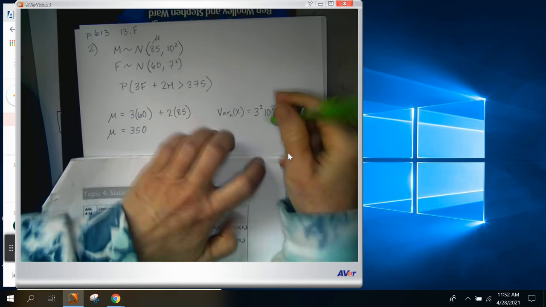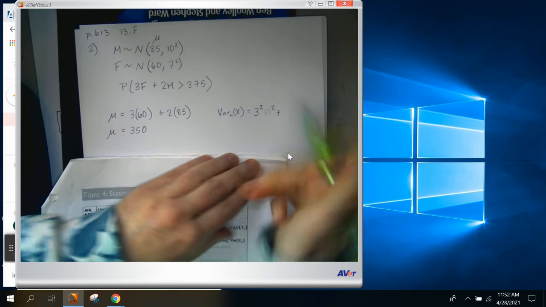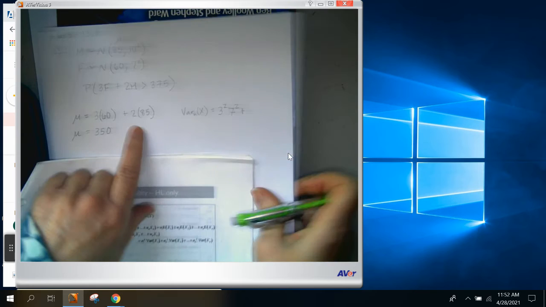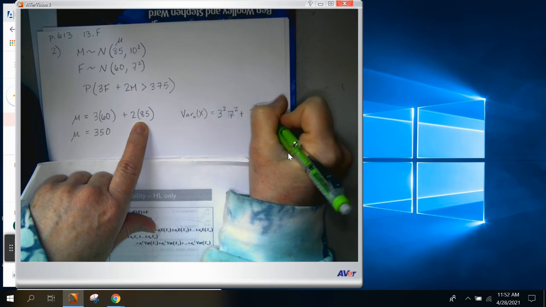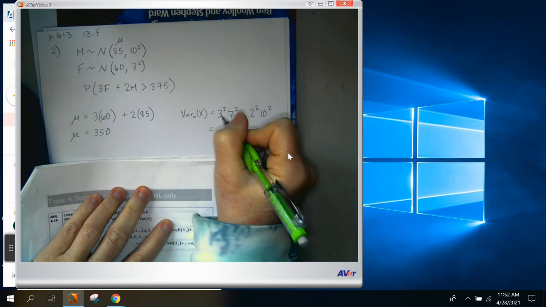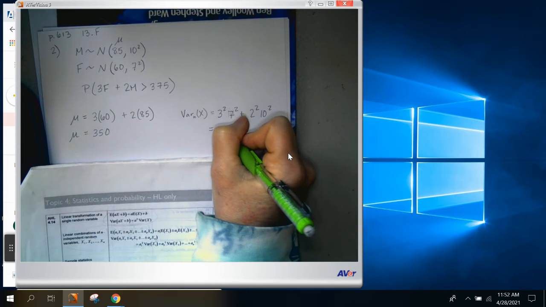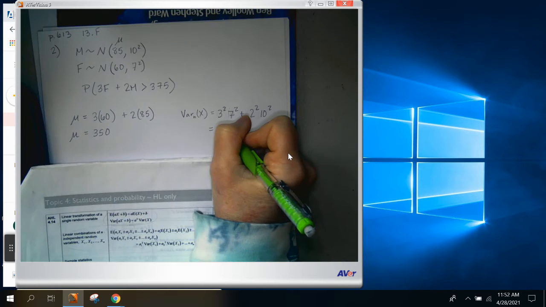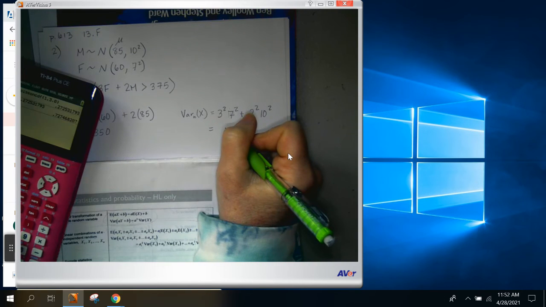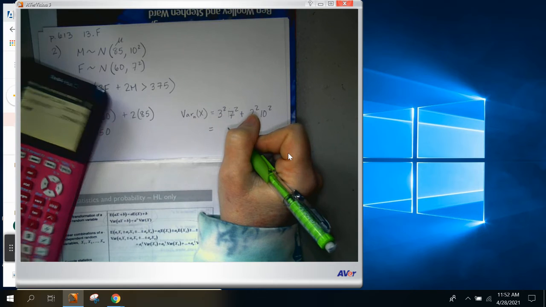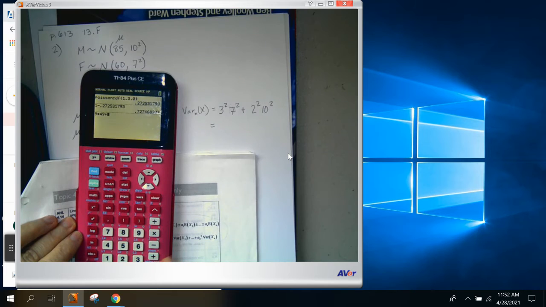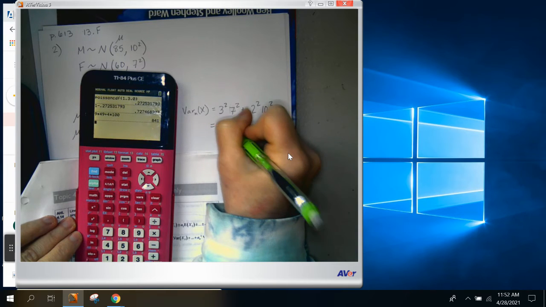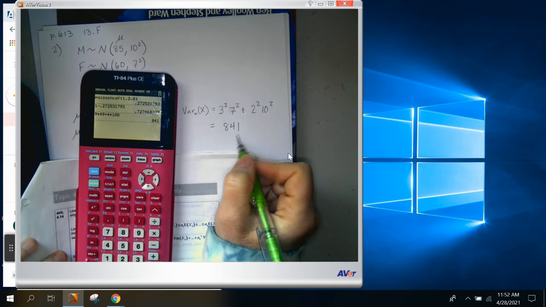3 goes with the females. Oops. Glad I caught that before I got too far. That was for the females. And then plus 2 squared times the males' variance. Okay, so if I do that, 3 squared is 9. 9 times 49. Did I multiply this out anywhere? No, I'm going to have to do that right now. So 9 times 49. Well, actually, let's just put this whole thing into my calculator, right? 9 times 49 plus 4 times 100. That gets me 841. But that would be my variance.